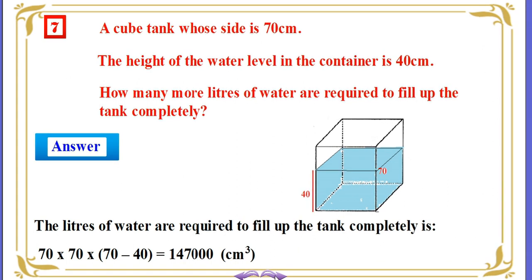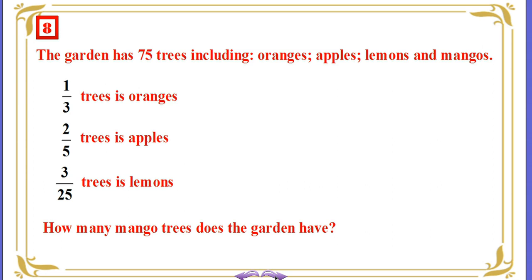We go to exercise 8. The garden has 75 trees including orange, apple, lemon and mango. 1/3 is orange, 2/5 is apple, 3/25 is lemon. How many mango trees does the garden have?